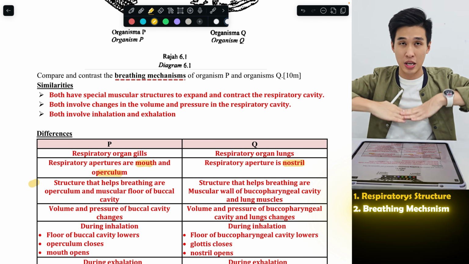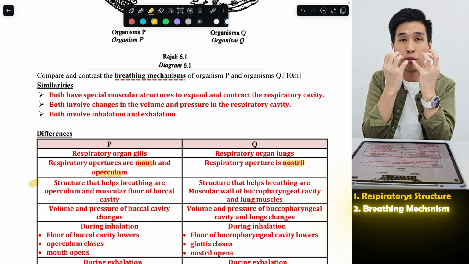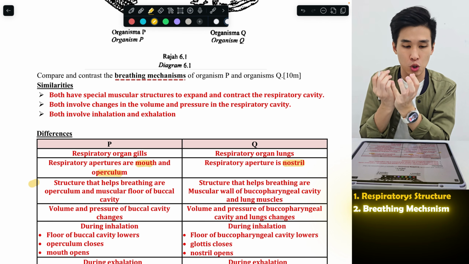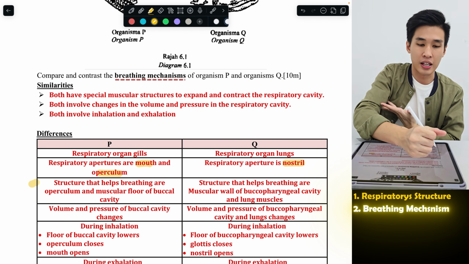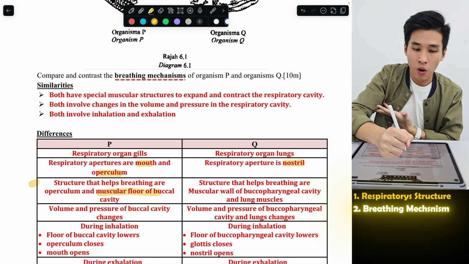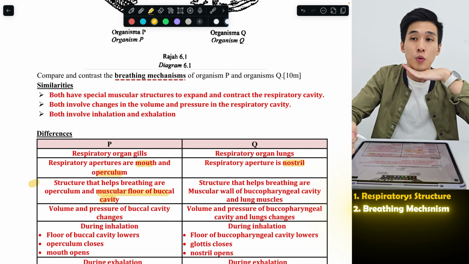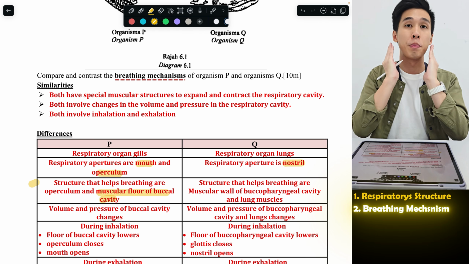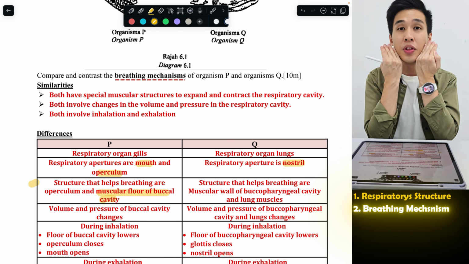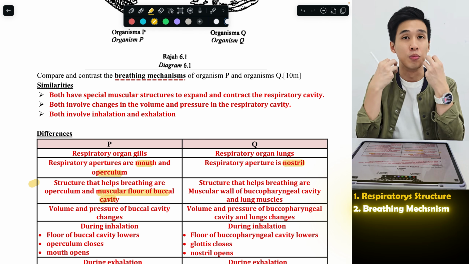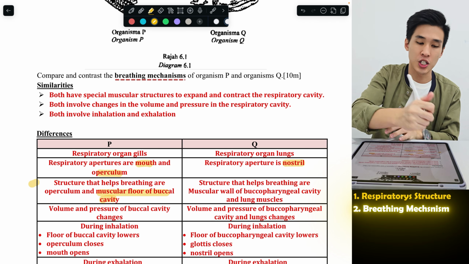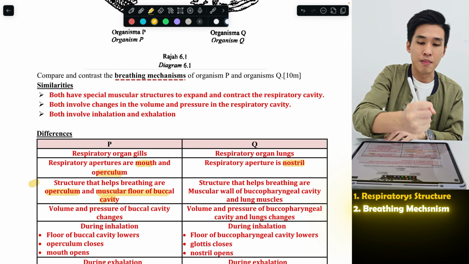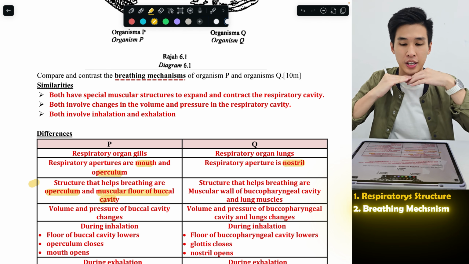So their mouth always goes up and down to control the volume and pressure in their mouth, called the buccal cavity. So we will say structures that help breathing are the muscular floor of buccal cavity, because the floor keeps on going down and up, like your thoracic, like your diaphragm and that. And also the operculum, because operculum will keep on opening and closing to let water out. So there are 2 structures here we mentioned, operculum and muscular floor of buccal cavity.